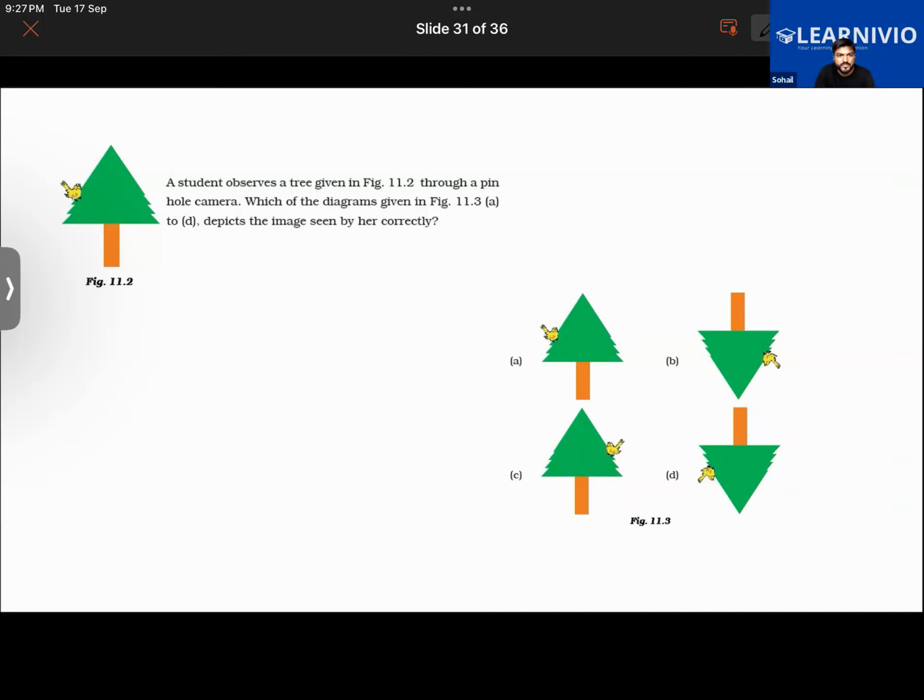Sir, Halima, the answer is D. Very good. That is correct. A is obviously not correct. And how can it be formed on the other side? This will be formed on this side only. And C is also not correct. So D is the correct one. Yes, sir. Okay.